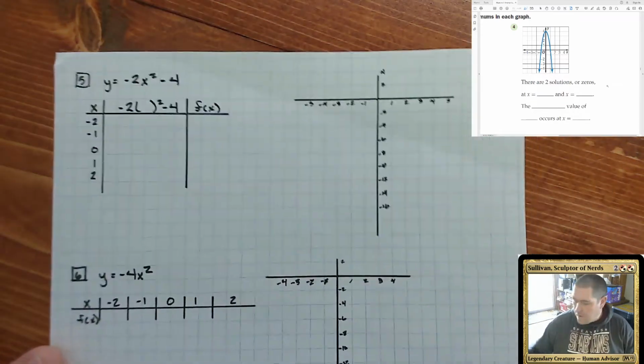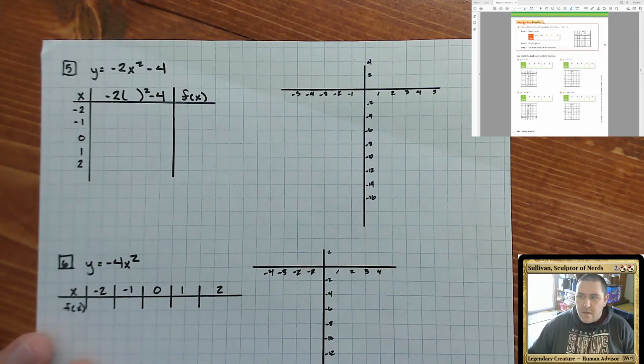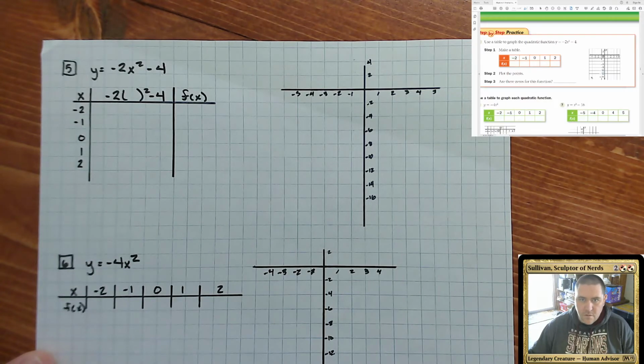So, on to the next page, that step-by-step practice box. Okay, we're going to go to that one.